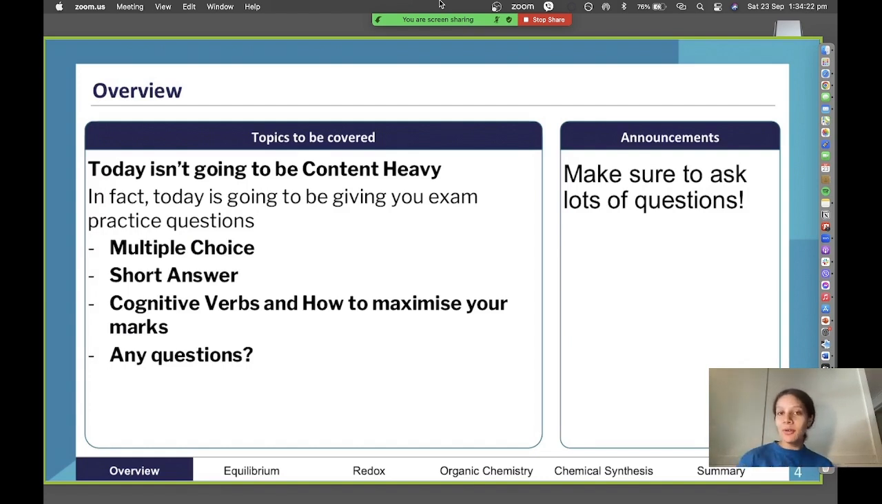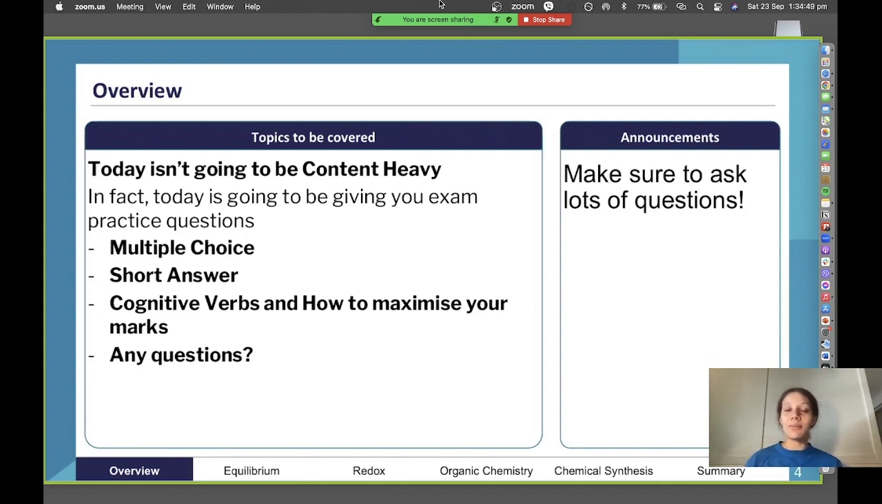We're not going to be looking at a lot of raw content. Today we'll be more focusing on practice questions. With our exam practice questions, we'll cover a few different types: multiple choice and some short answer. We're going to look at cognitive verbs and how to maximize your marks. We're not just going to go through questions, but I'll also take you through the process of how to approach exam style questions.